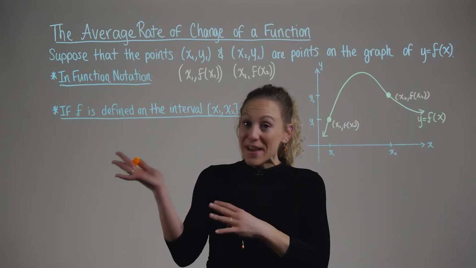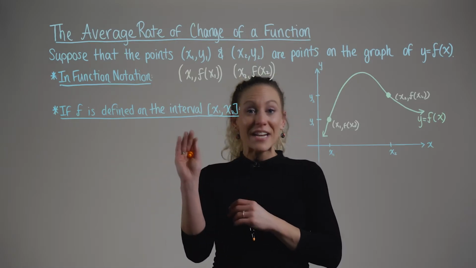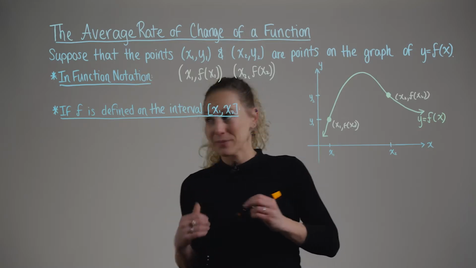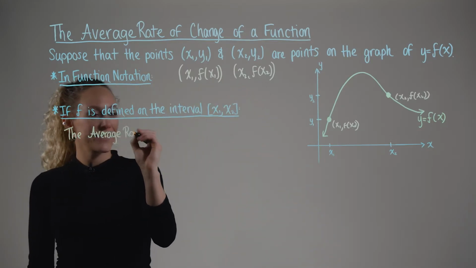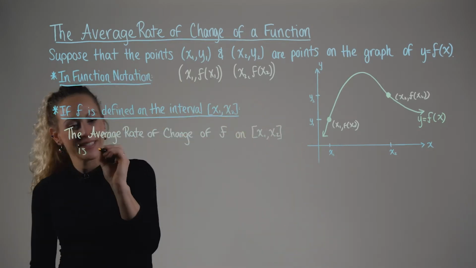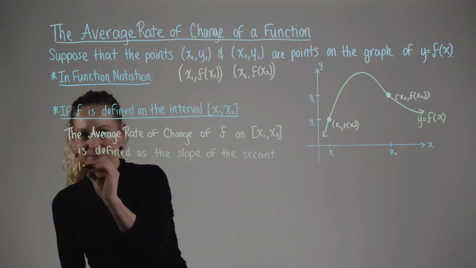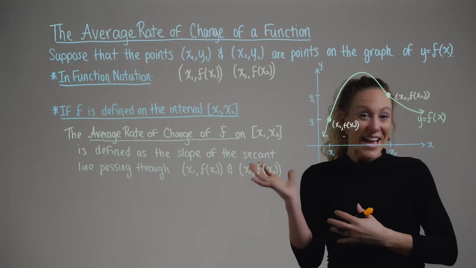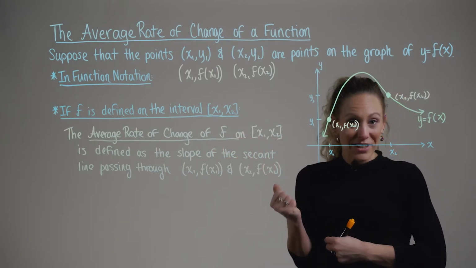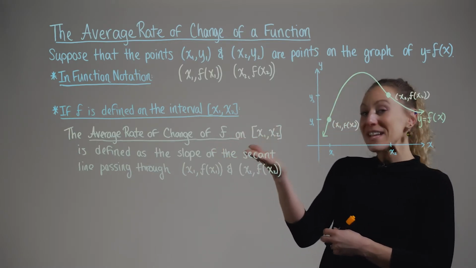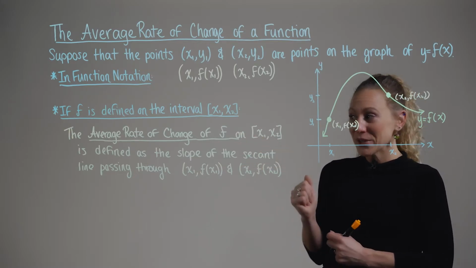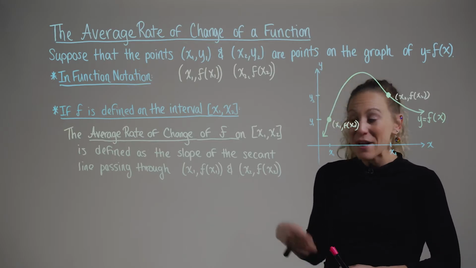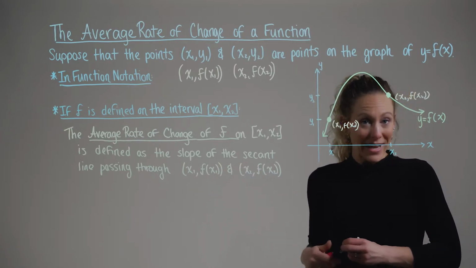Now, if a function is defined on an interval from x sub 1 to x sub 2, we have the following. So we say that the average rate of change of our nonlinear function f on an interval from x sub 1 to x sub 2 is defined as the slope of the secant line passing through these two ordered pairs.